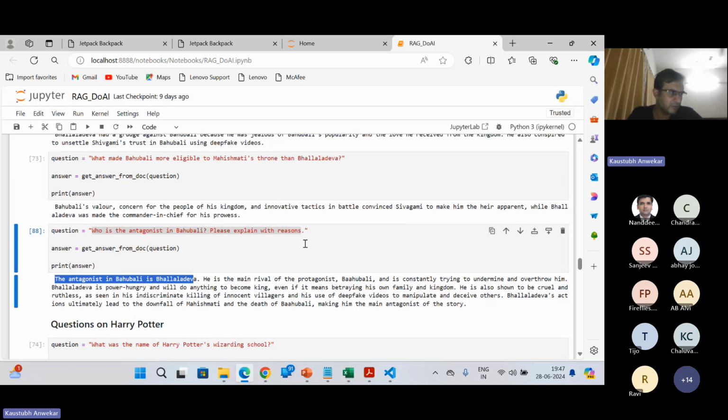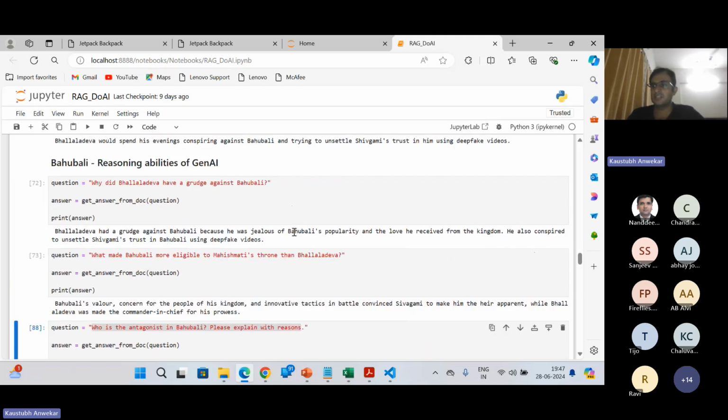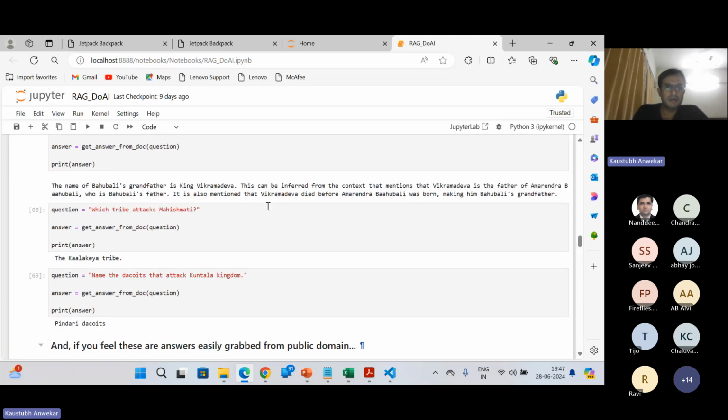There is a reason given for the answer, and this also comes as explainability. So how should I trust the output of an LLM? This is making me trust it because it is giving me the correct justification for why it has come to a particular answer, right? So yeah, this is essentially what I wanted to show you today.